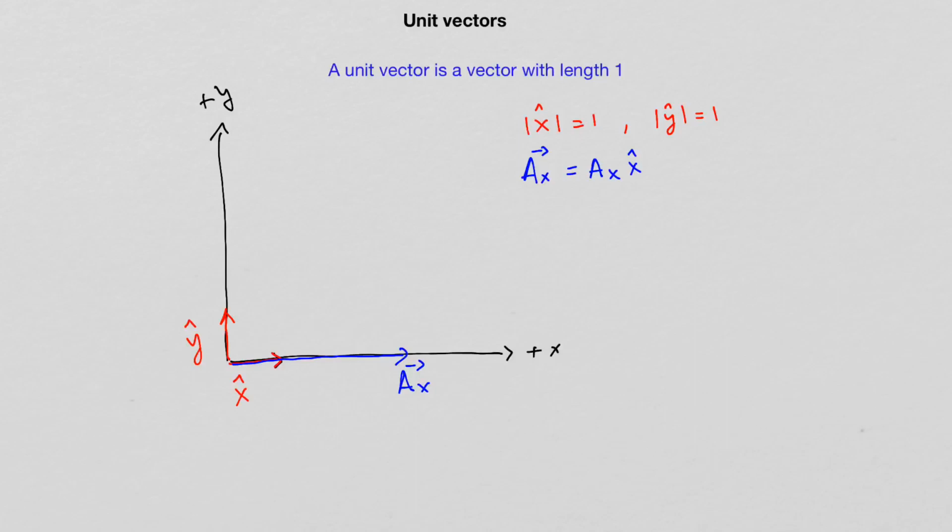Remember from before, any vector multiplied by a number is just scaled up or down. So if I multiply the unit vector x hat by this number ax, that will produce a vector called ax, this vector right here. And I can do a similar operation with the y-axis. So I can select a vector which I can call ay, and then vector ay is going to be equal to that number ay times y hat.